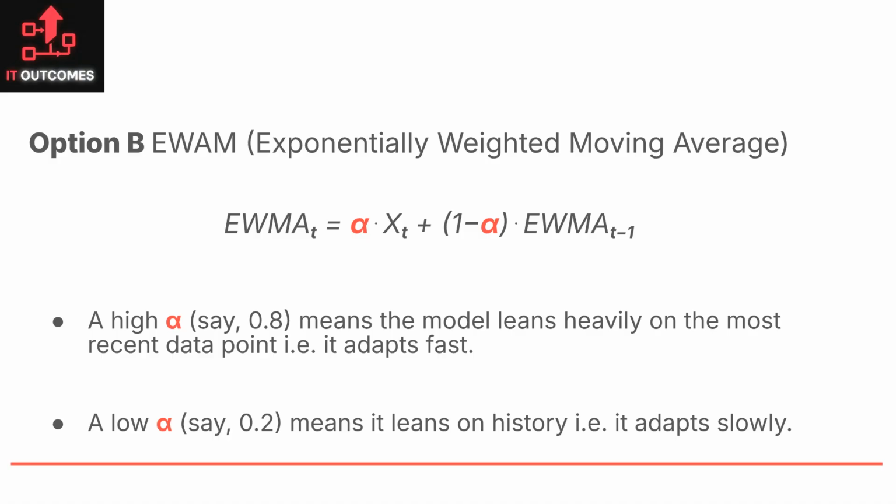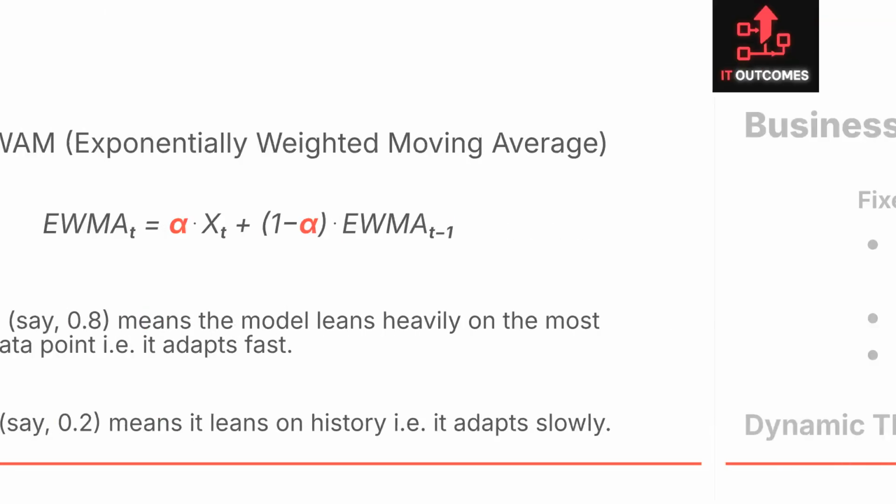So by adjusting that alpha value, we control how quickly the model adapts, right? A higher alpha means the model leans much more heavily towards a recent data point, while a lower alpha means that it's using more historical data and it's providing a smoother, slower response.